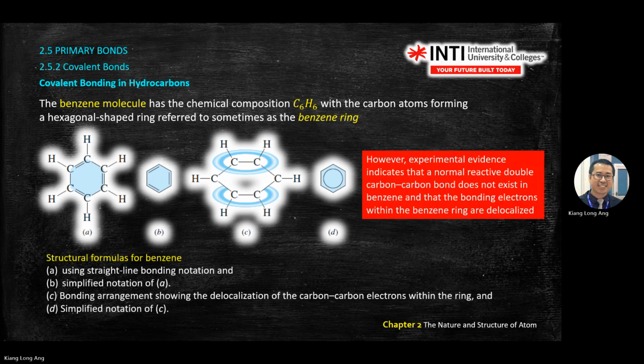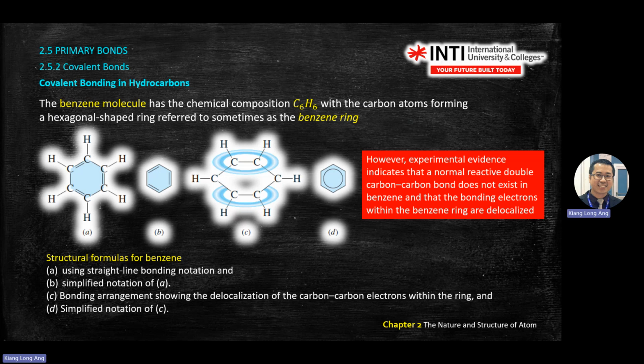Okay. So this is a straight line bonding notation. And this is a simplified version of this one. So if, let's say, the question gives you this symbol plus some element inside, you need to change this one into this one. Okay.